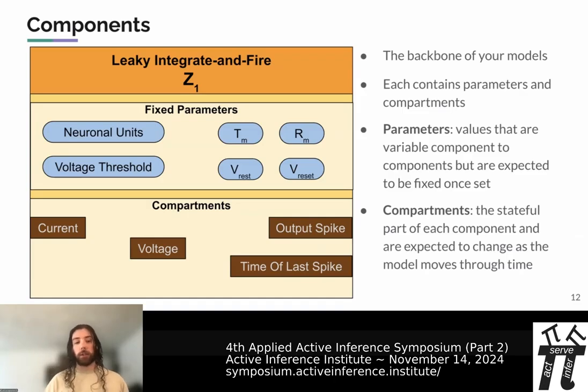Below all of these, we have the compartment values. This is where you actually store the stateful part of your component. These are the values that change over time, the values that we are transmitting from component to component. For instance, in our leaky integrate and fire neuron, we can see that we have current coming in on the left. We have this voltage value that floats around in the middle because we're not expecting it as an output. We have our output spike, which is just whether or not our voltage did spike. And then we have time of last spike, which is the last time step that it spiked, because there are multiple learning rules that require that.